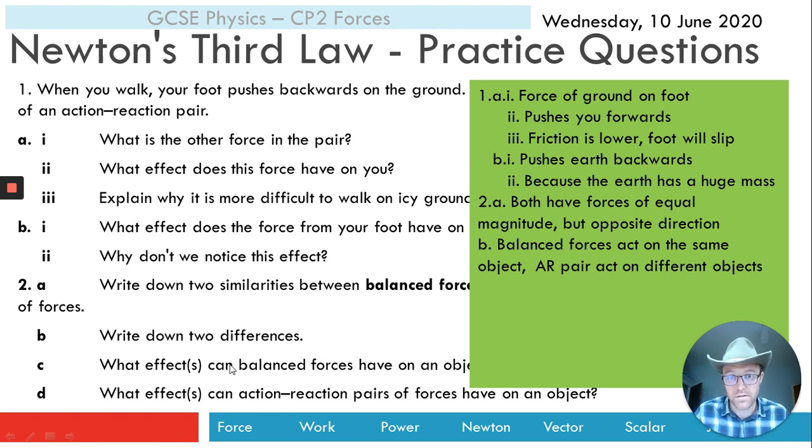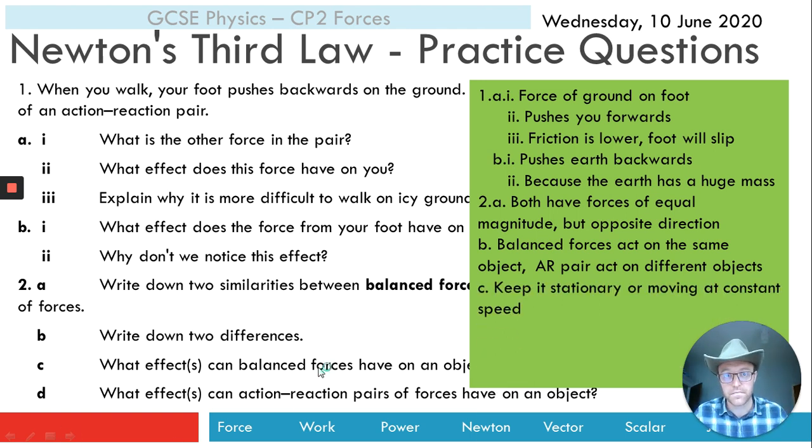What effects can balanced forces have on an object? Balanced forces can keep it stationary or keep it moving at a constant speed. Action-reaction pairs, they can accelerate an object. They can also keep it stationary as well, it should say there. So keep something stationary, or accelerate it, or keep it moving at a constant speed. It all depends on the other forces acting on a body.